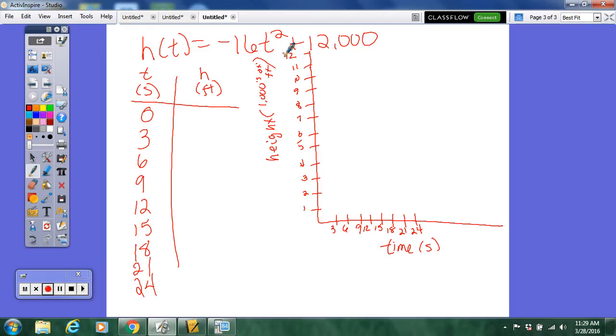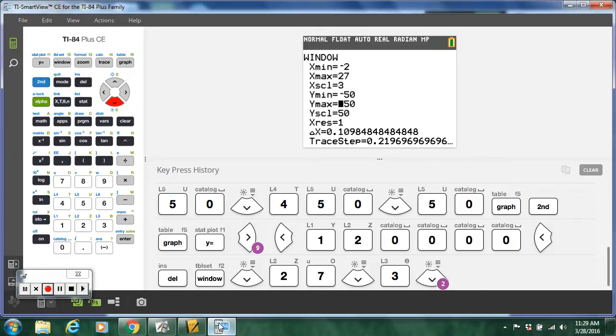Do we need to put in 12,000? Or can I just use it as 12, knowing that these are counting by thousands? We can just use it as 12, can't we? Knowing that we're counting by thousands? Or you can put in 12,000. Totally up to you. I would leave it just like what it has up there, and I would put my y maximum probably at 15. Knowing that on my y's, I'm counting by thousands.